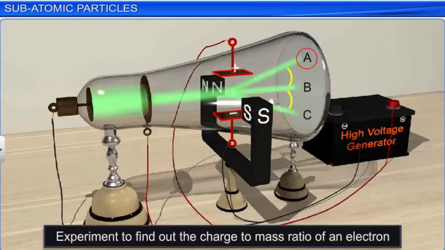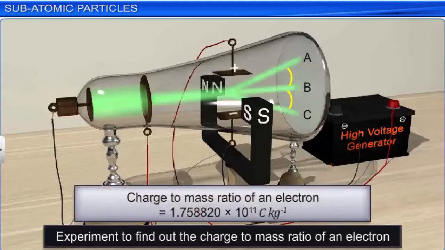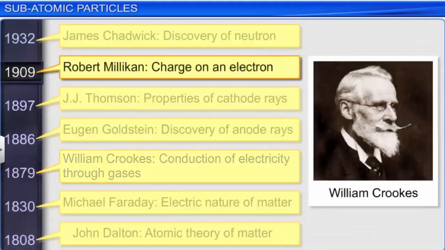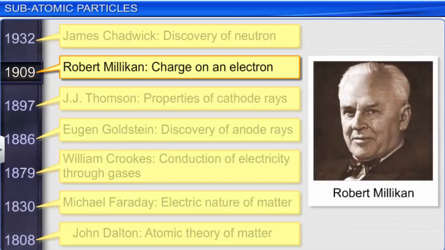Similarly, when only a magnetic field is applied, electrons strike the cathode ray tube at point C. By controlling the deviation of electrons by varying the strength of electric and magnetic fields and accurately measuring the amount of resultant deflections, he calculated the charge to mass ratio of an electron, which equals 1.758820 × 10^11 coulombs per kg. The charge and mass of the electron, however, remained unknown until another scientist, Robert Millikan, devised a method to calculate them in 1909.